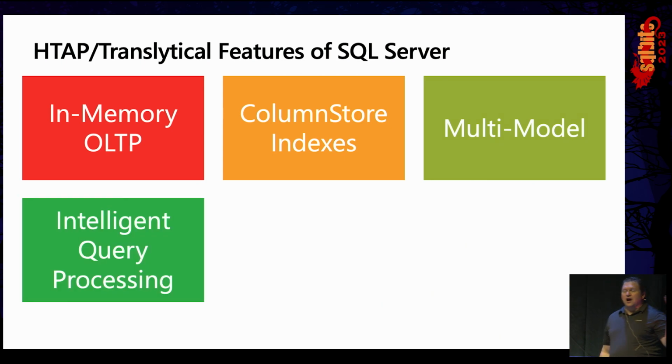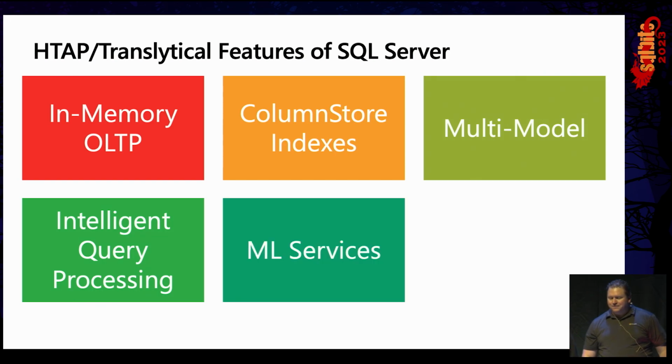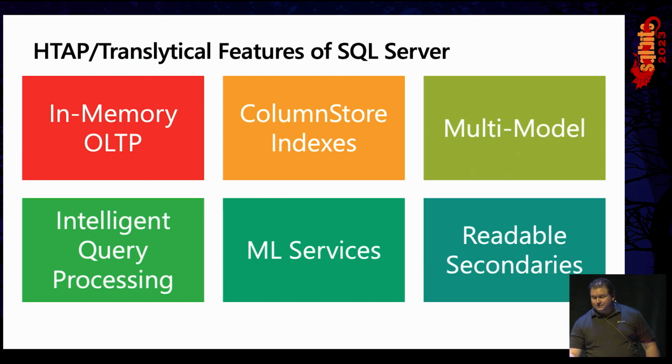Intelligent query processing. Our query processor is always getting better. I remember back in the day when we used to crow about we added star schema enhancements to the query optimizer. We're constantly working on the query processor to make things better for all things, but analytics is definitely one of the things we do add in there. ML services. Being able to score an ML model right from within your database engine.